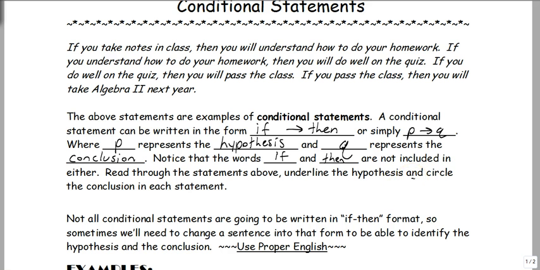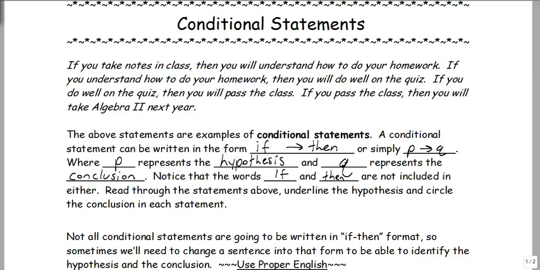So if we look up there, it says read through the statements above, which we just did, underline the hypothesis, and circle the conclusion. So let's look at the first statement. If you take notes in class, then you will understand how to do your homework. Again, the thing following the if is the hypothesis, so the hypothesis would be you take notes in class. Then the conclusion is you will understand how to do your homework.